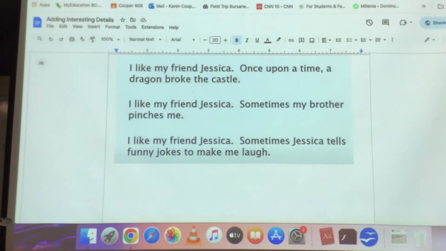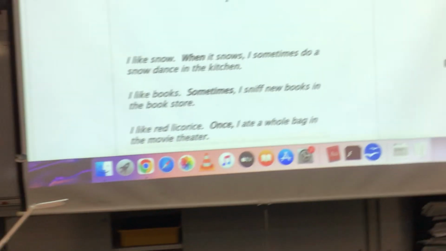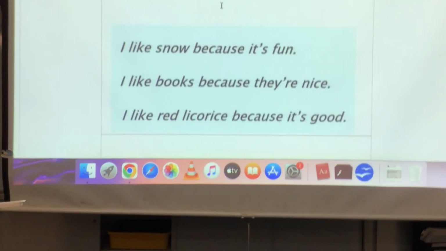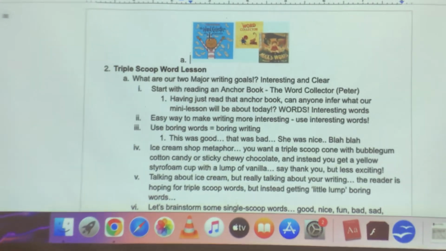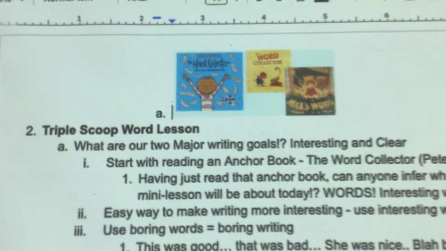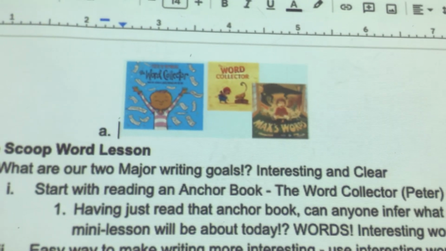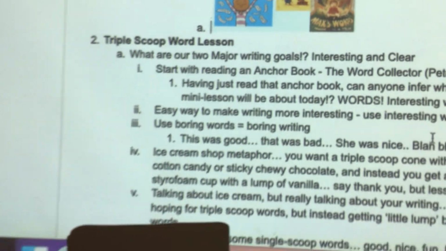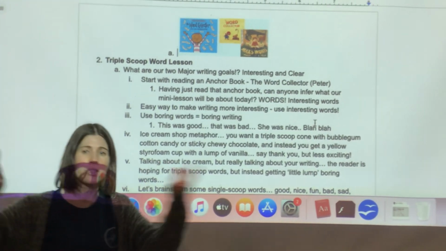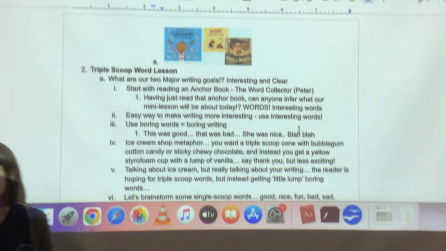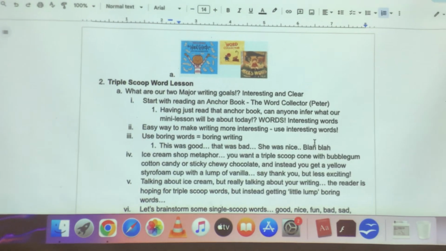Okay, so then, you know what? Back here you said this was kind of more interesting, but the words were boring. Well, let's do a triple scoop word lesson. I read this book here called The Word Collector. Any of these word-related books would be a good start. Why do you think I read you this book? Because we're going to talk about interesting words. Okay, what are our goals? Interesting and clear. If we use boring words, our writing is going to be boring.